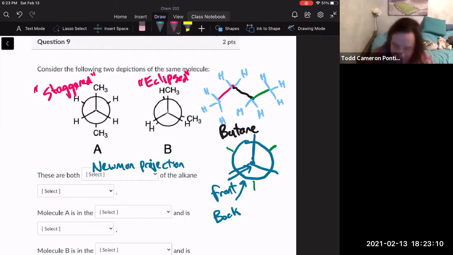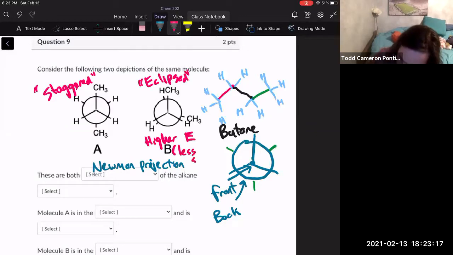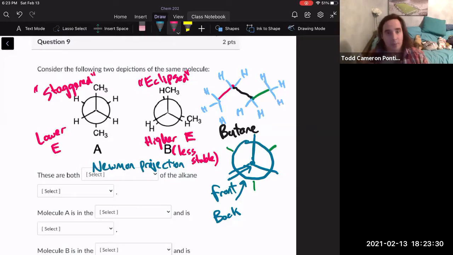Okay, and eclipsed is going to be higher in energy, AKA less stable, remember. Lower energy is more stable. Higher energy, less stable, okay? So this one's going to be lower in energy. And that's always going to be the case for our purposes. If we have bulky substituents, it's always going to be lower energy to have these staggered. And just like the sterics that we looked at with the cyclohexane molecule, the bulkier the substituents are when they're eclipsed, the higher energy things become.